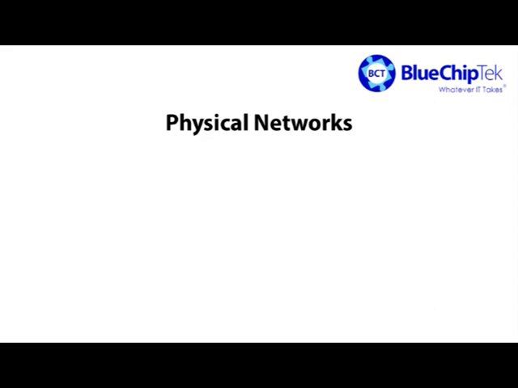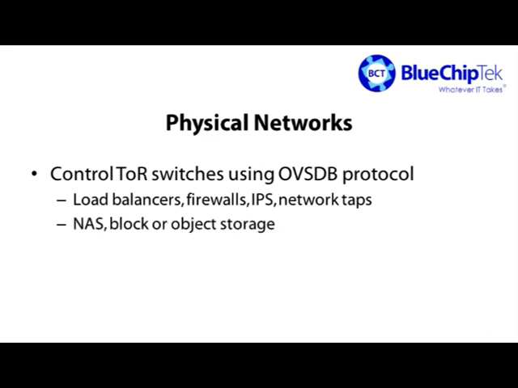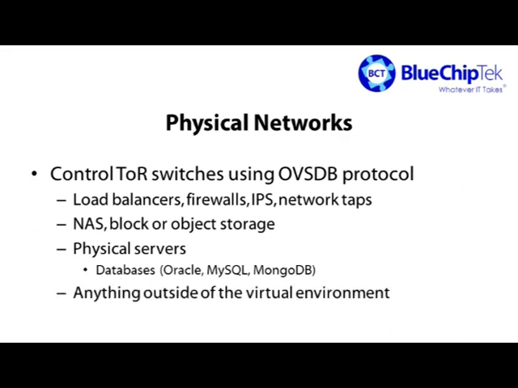Contrail can be used to control top-of-rack switches using the Open Virtual Switch Database protocol. That's useful for integration of a virtual environment with external physical infrastructure. Examples include physical network hardware like load balancers, firewalls, intrusion prevention systems, network taps, you name it. It can also include NAS, block, or object storage devices, or physical servers running important applications. Databases are by far the most common example of that, whether they're running Oracle, MySQL, MongoDB, or something else. Essentially, anything outside of OpenStack or vSphere.